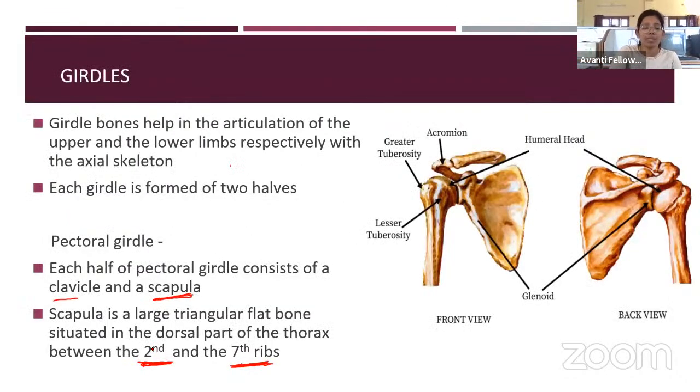And one more bone which is present is the clavicle, which is present here. The so-called beauty bone is the clavicle. Okay, collar bone or beauty bone, that is a clavicle. C for collar, C for clavicle. Scapula, which is a triangular bone.